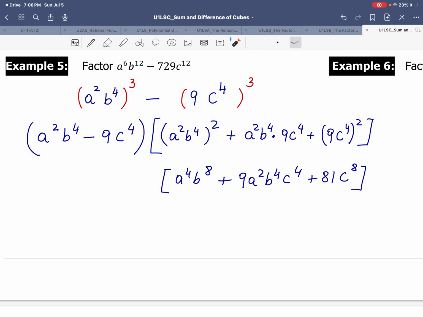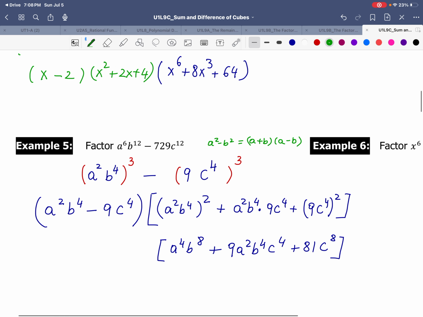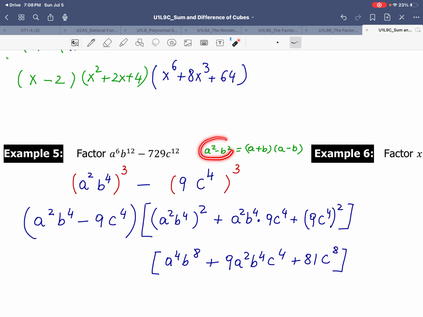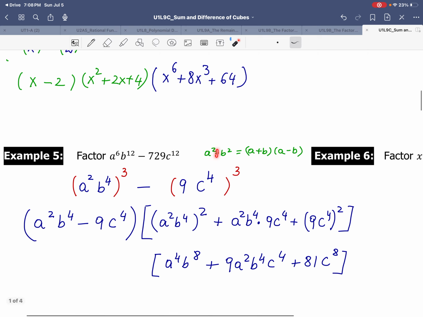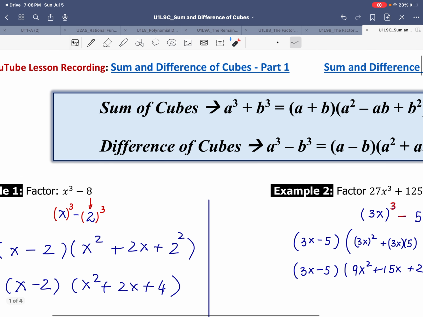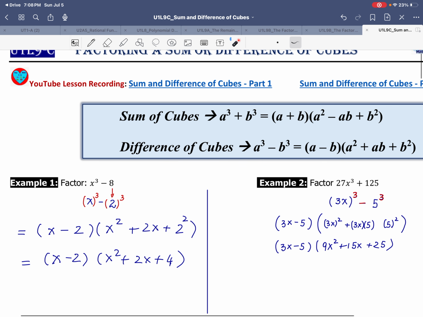So as you can see, we have powers that are even, and even powers make us think of difference of squares. So remember that the difference of squares formula, a squared minus b squared, suggests that the factored form of a squared minus b squared equals a plus b, a minus b. Now, since we're talking about it, just for comparison, only difference of squares is factorable. The sum is not. With cubes, it works out that both sum of cubes and difference of cubes are factorable.